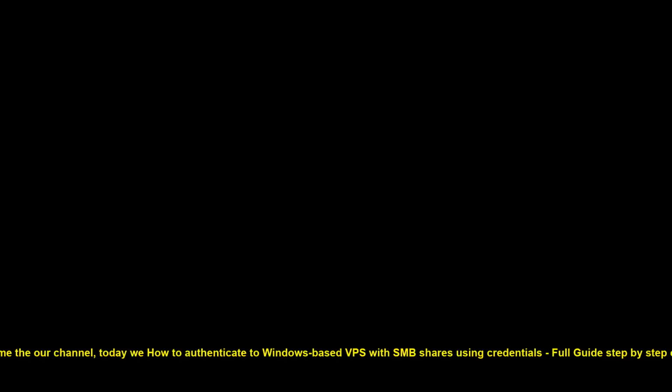Today we'll show how to authenticate to a Windows-based VPS with SMB shares using credentials, a full guide step by step clearly. To authenticate to a Windows-based VPS with SMB shares using credentials, start by gathering the required information. Ensure you have the hostname or IP address of your VPS. Confirm that you have valid user credentials for the VPS.